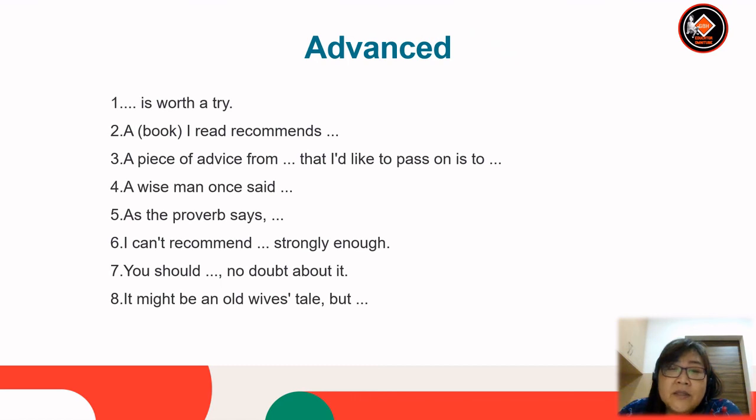Here we have the advanced level. So these are the phrases. It's worth a try. I really recommend. A piece of advice that I'd like to pass on is to. A wise man once said. As the proverb says, I can't recommend strongly enough. You should, no doubt about it. It might be an old wives' tale, but.